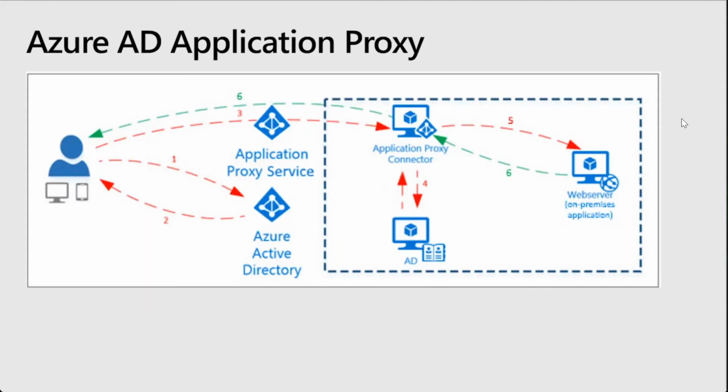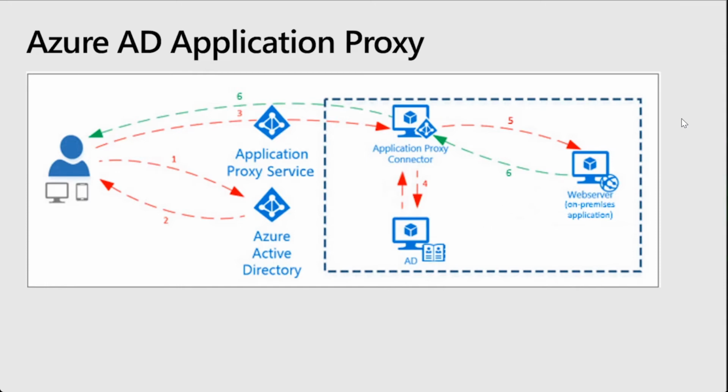So in this particular diagram, let me talk you through how this works. In step 1, the user connects to the application through a publicly available endpoint. When they do that, they perform Azure Active Directory sign-on using their on-premises credentials. Step 2, a token's forwarded to the user's device after the sign-on completes.